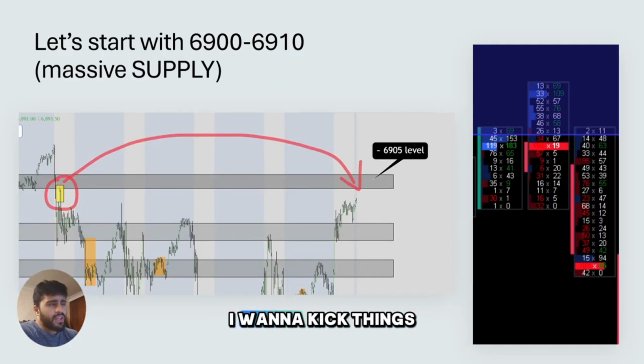So I want to kick things off, right? Let's first focus on 6905. Now, why is 6905 a key level? The reason 6905 is a key level is because price left a massive supply, or price left a supply in general.